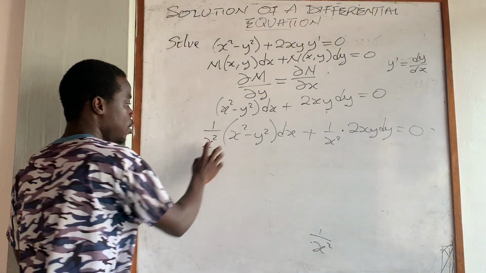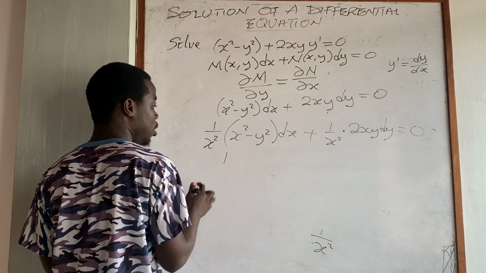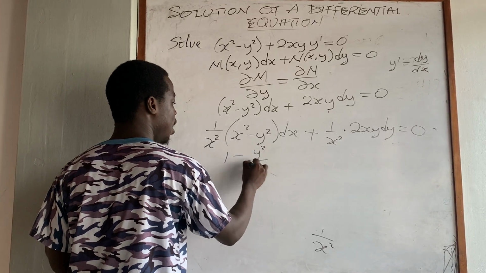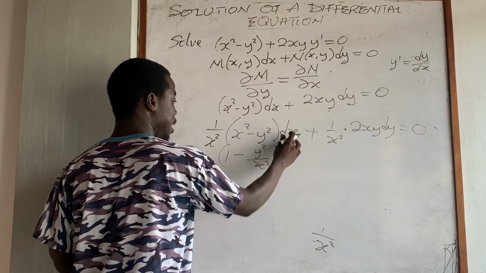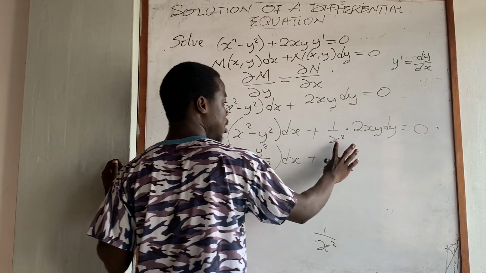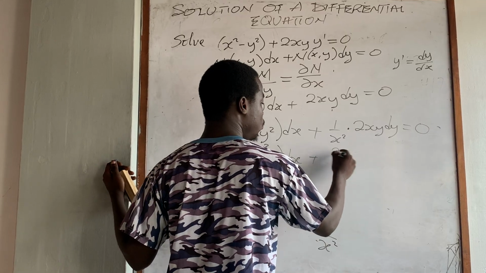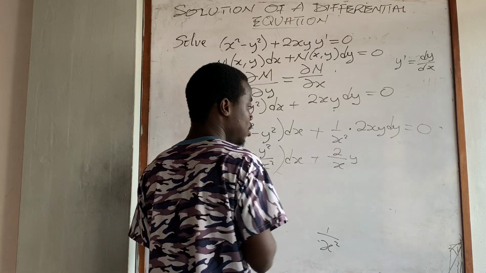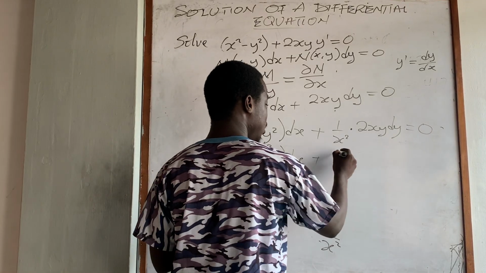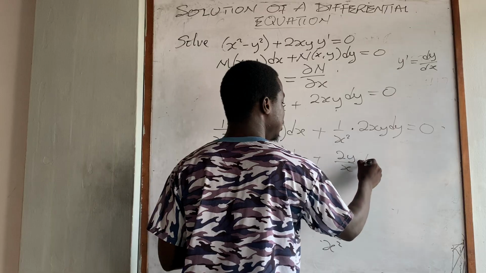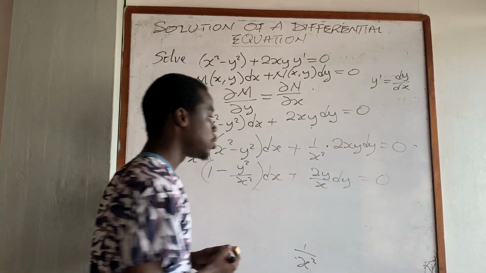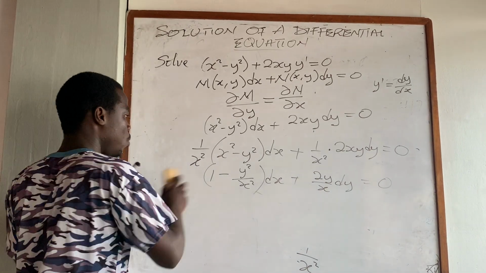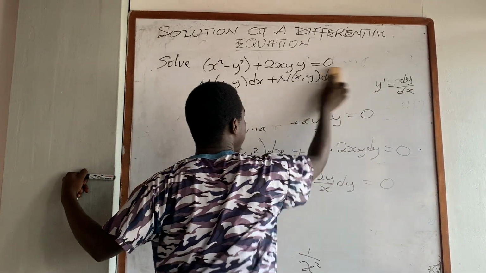So here, if I simplify this, I'll get 1 times this, which gives me 1 minus y squared over x squared, all dx, plus this multiplying this, I'll get 2 over x, then there is y here, which is the same as 2y over x dy, and it's equal to 0. So this is the main thing we are going to use. So let's forget about what we have over here.